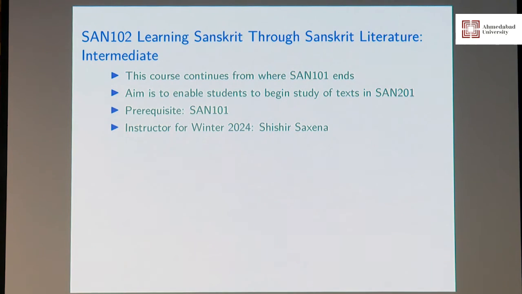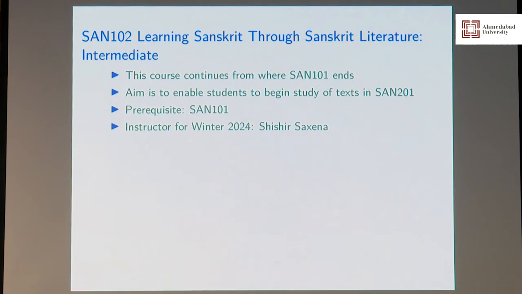And what I'm here to tell you about is a little bit about the course which is going to be offered in the winter of 2024. Sanskrit 101 is currently underway. That's the first course of Sanskrit. We will have the second course of Sanskrit, Sanskrit 102. 102 is going to begin from where 101 ends. The aim now in 102 is to complete the remaining aspects of Sanskrit grammar and allow students to begin their study of texts in 201. That's really where we're leading up to.